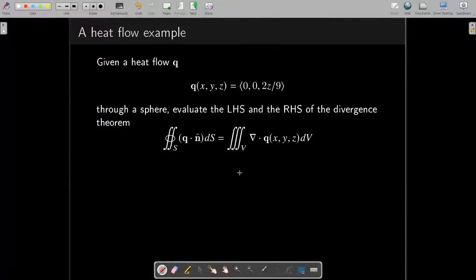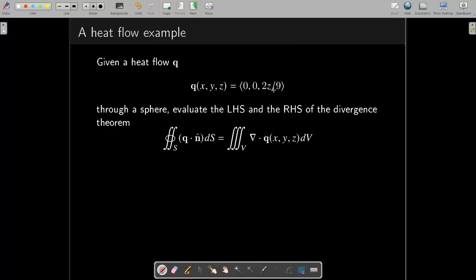This is the second lecture of the topic of divergence theorem. We are going to look at a sample calculation of a certain field vector. In this case, we're going to pretend the field vector here is a heat flow Q, which is given by a simple expression here. If you look at this vector, it only has z component, and the z component is actually just a linear function.